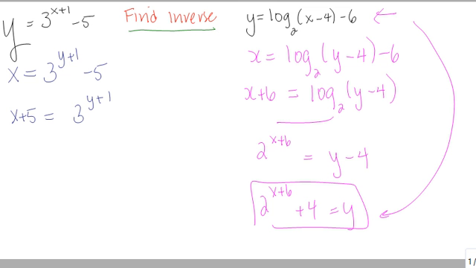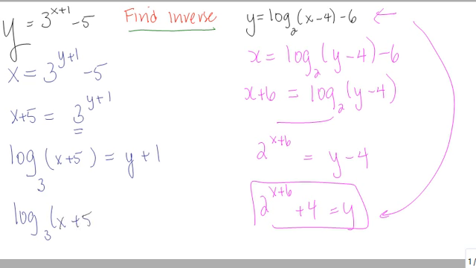And now notice I've got an exponential equation, and I can write any exponential equation as a log equation. If I do that, log, my base is 3, my argument is going to be x plus 5, and my exponent, which is on this side, y plus 1. And then the last step is to just get rid of the 1. And there we go.